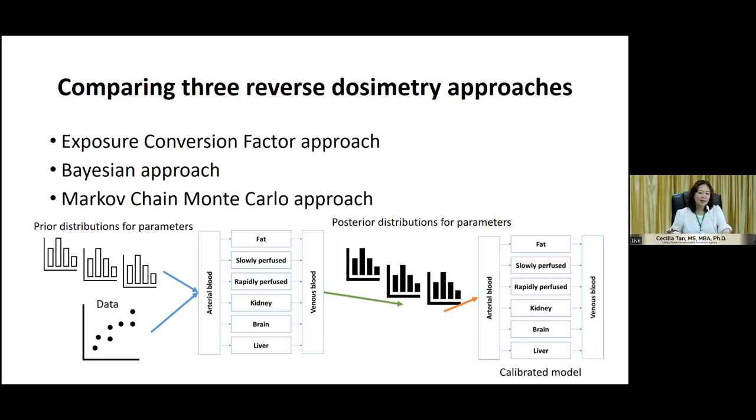But like Professor Noon said, we have software that can help you do that. So basically you have a PBPK model and you have some parameter values. And then you have biomarker data. You use biomarker data to readjust your parameters, until you can estimate what the exposure is.